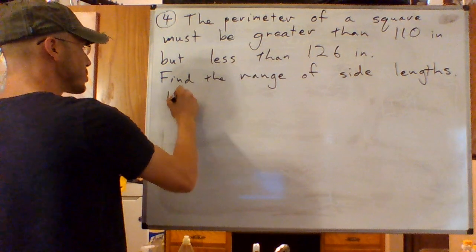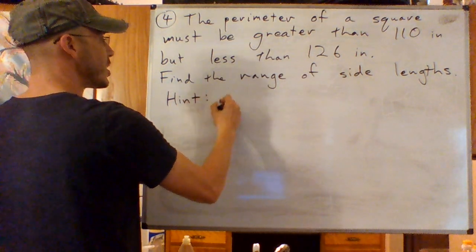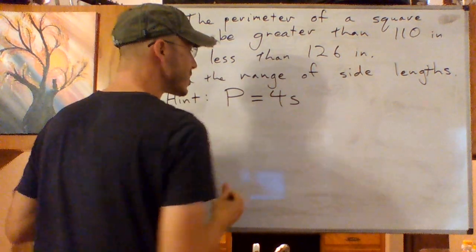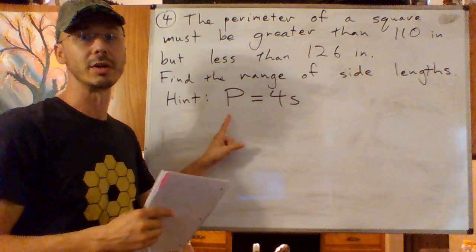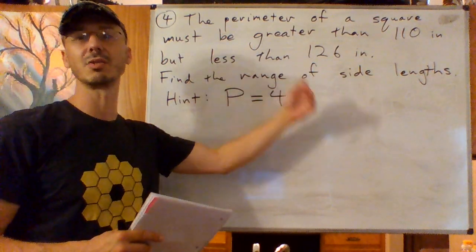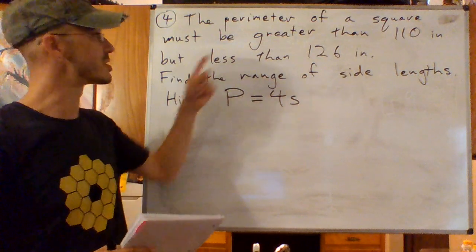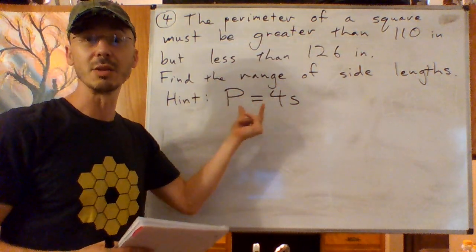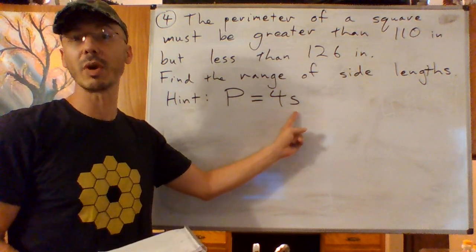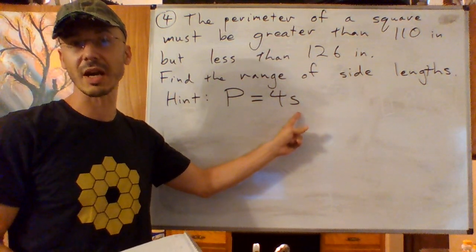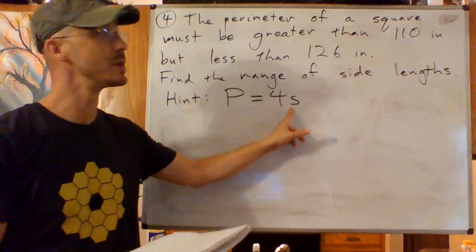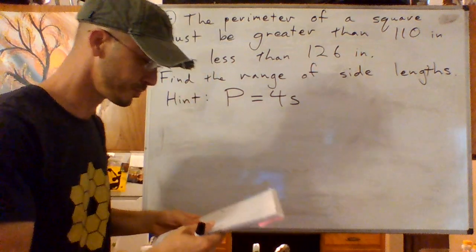There is a hint for this one. The hint says P equals 4S. And what it means is the perimeter, it's mentioned in the problem, the perimeter is the distance around the shape. In this case, it's a square, so there's 4 sides. The perimeter is equal to 4 times S, the length of one of the sides. So 4 sides is 1 perimeter for a square. And all the sides are the same because that's what makes a square.